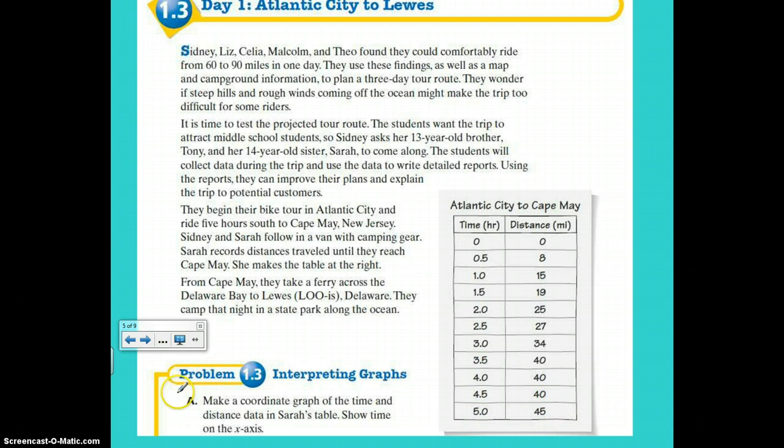So part A says make a coordinate graph of the time and distance data in Sarah's table. Show time on the X. Don't forget to label, and don't forget to make an appropriate scale. The time scale is done for you. The distance scale, they go up to 45, so think about what you want to count by. Counting by tens might not be accurate enough in this instance. If you need to pause to make that graph, go ahead and do that now.